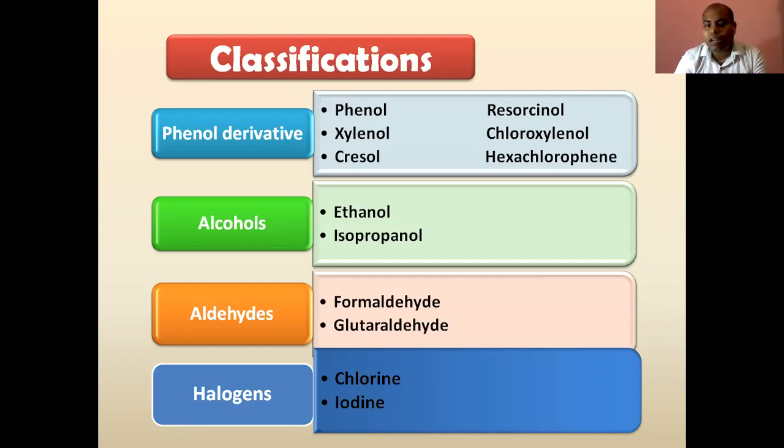Halogens also are used for disinfectant purposes, like chlorine, which is very useful to purify water. Iodine is used for antiseptic purposes, because you use povidone iodine solution, a normal iodine solution, to wash wounds after the wound healing process.